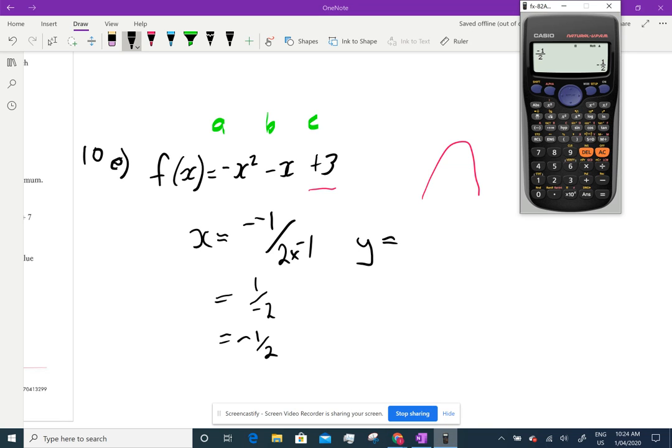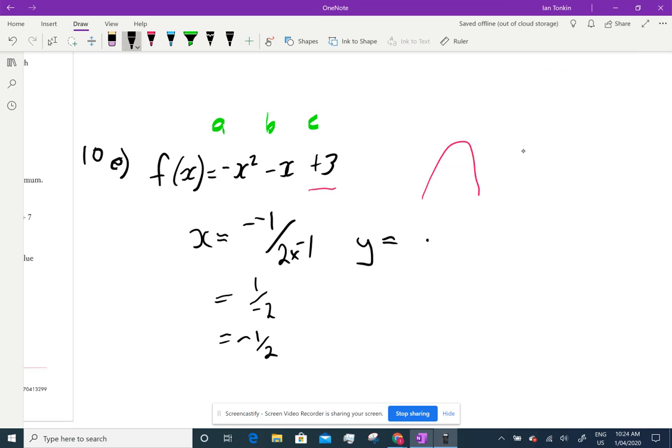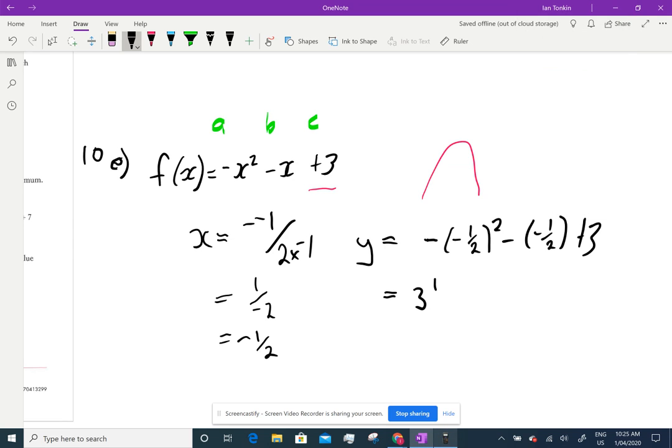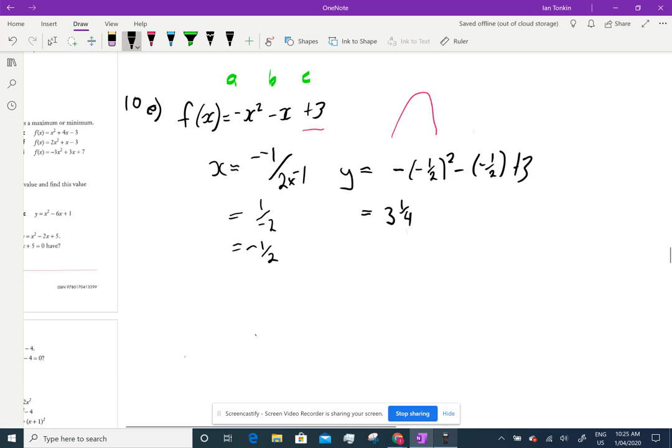That's my answer now. So I'm going to sub in, I'm going to write it out first, negative a half squared minus negative a half plus 3. But on my calculator, what I'm going to type is negative my answer squared minus my answer plus 3. I get 13 on 4. Let's see what that is as a mixed numeral. We should know. 3 1/4. 3 1/4. What are we doing? 10E. I'm just checking so that I'll make sure I got it. There we go. So now let's graph it.